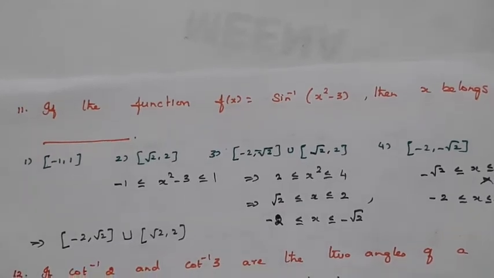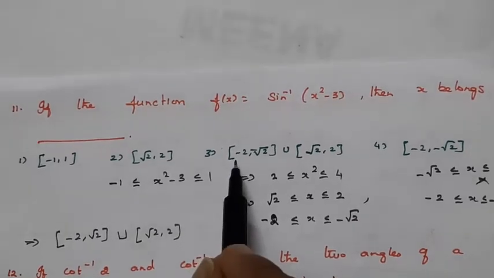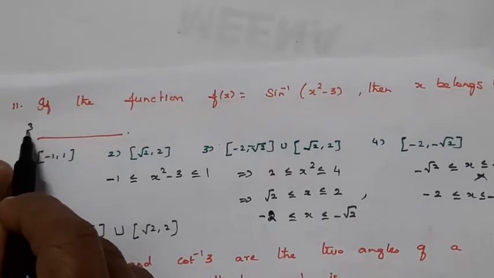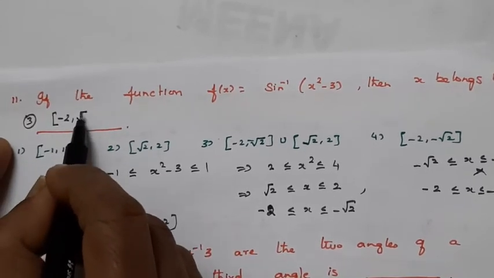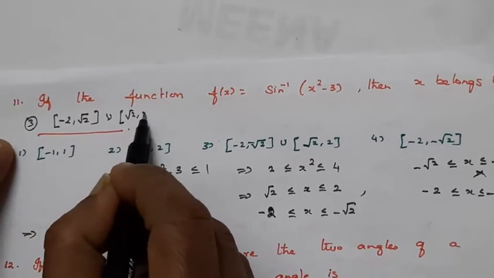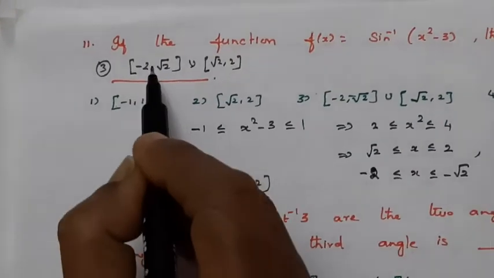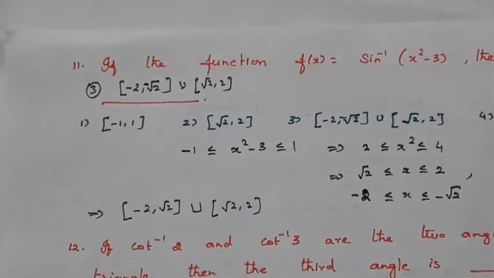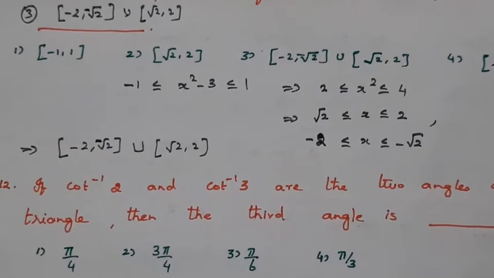So what is the domain of x? The domain of x is this one, which is nothing but the third option. So the answer for the 11th question is the third option, closed interval minus 2 to minus root 2 union closed interval root 2 to 2. Sorry, I left this minus here, right?